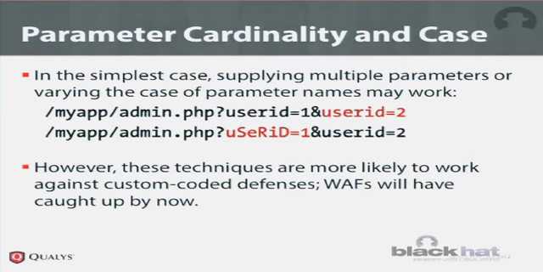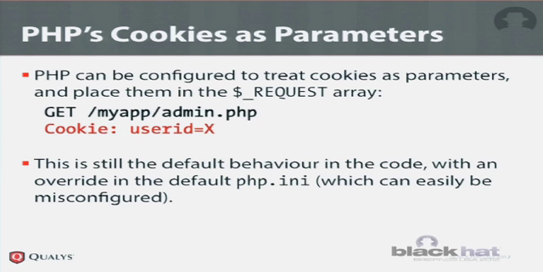The first thing you could try is maybe you can just try supplying many parameter instances, or you can maybe use case variation. This is a very old technique. I don't think it will be useful in real life, except maybe against custom filtering techniques. But there are more interesting techniques. One of my favorites is actually the ability of PHP to take a cookie value and use it as a parameter, and it will appear in the request array.